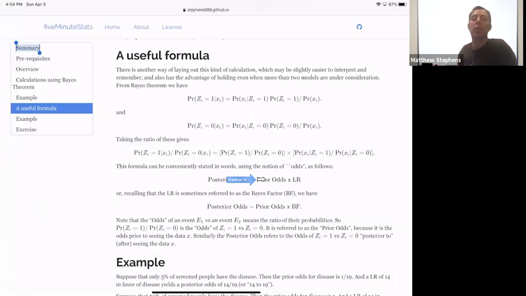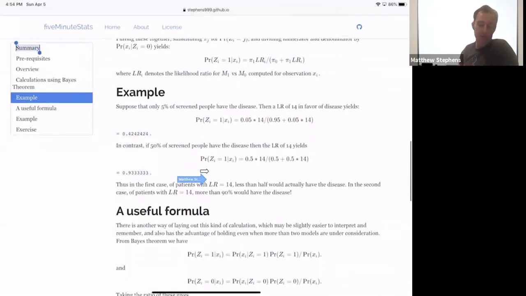On the other hand, if the prior odds were 1, that is, if I'm 50-50 before seeing the data about the individual being diseased or not diseased, and I have a likelihood ratio of 14, then I can immediately see the posterior odds is 14-to-1, which is bigger than 10-to-1, which would be roughly 90% probability of being diseased to 10% probability of being normal. So I can already see it's bigger than 90%. And as we saw earlier, in fact, it was 93, right? So it's here.